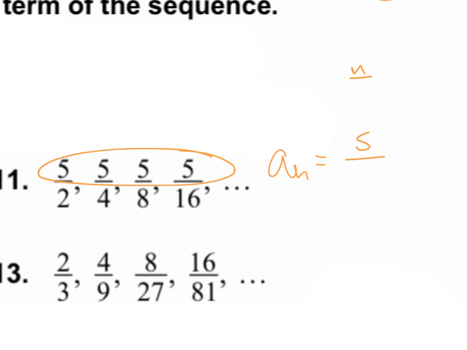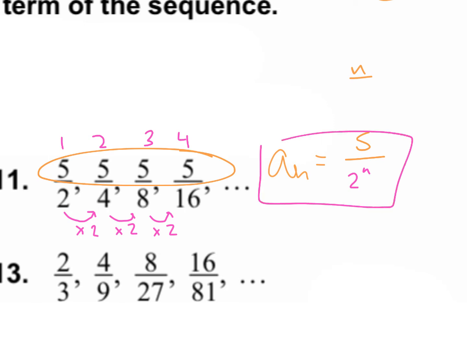Let's look at our denominator. What are we doing to get from 2 to 4? Multiplying by 2. What about from 4 to 8? Multiplying by 2, and multiplying by 2. So what do you think our denominator is going to be? 2 to the power of n. Awesome. 2 to the power of n. So you can always check your work by plugging in 1, 2, 3, and 4. Whatever term you're working with, plug in that number and it'll make sense in your rule here. What is the next number in our sequence going to be? 5 over 32. Awesome. 5 over 32.